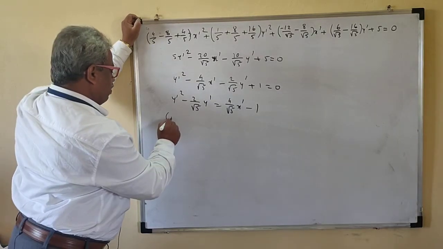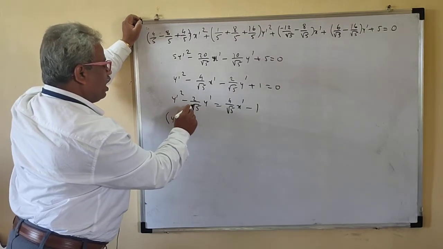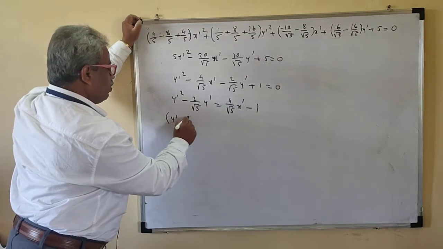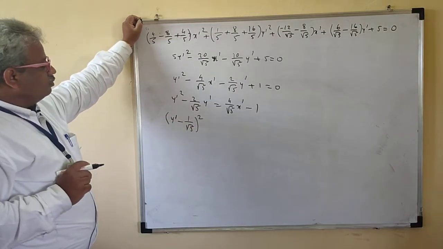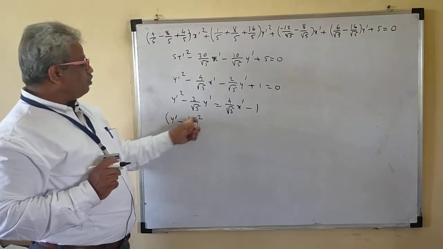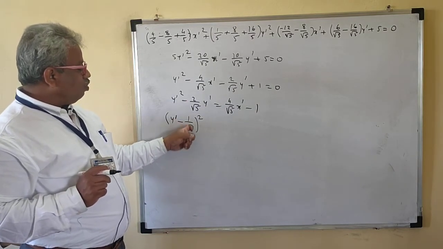So what is this? This is y prime, perfect square. Y prime, we have to multiply by half. So this is minus 1 by root 5. I will write the square of this one. If you expand this, what do we get then? Y prime square, then minus 2 root 5 y prime.